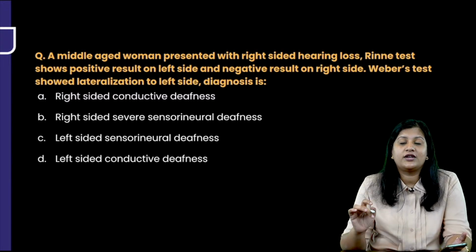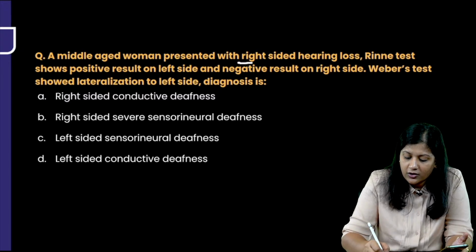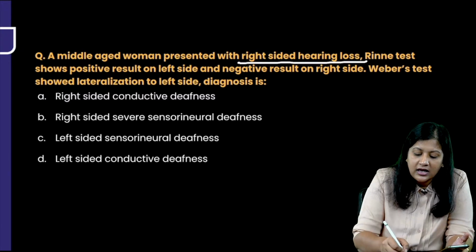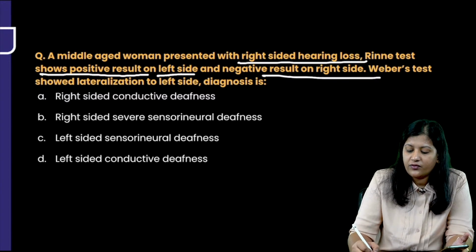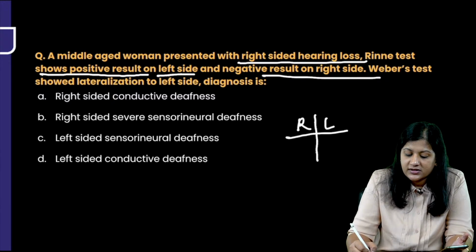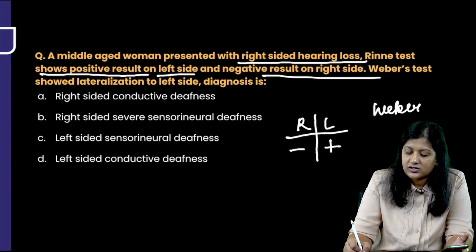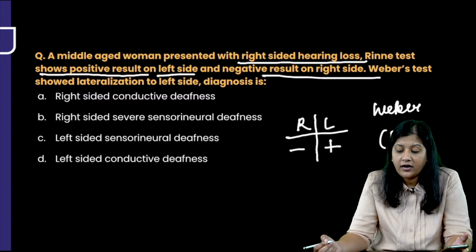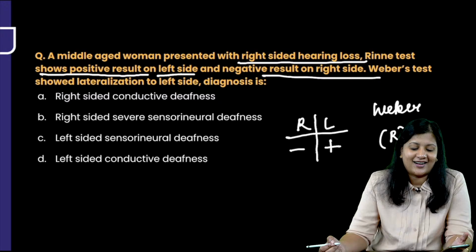Okay, let's do a tricky question on tuning forks now. A middle-aged woman presented to you with a right-sided hearing loss. So there is a right-sided hearing loss. Rinne's test shows positive on the left side, negative on the right side. So when you are given a Rinne's test, always draw a box like this, right and left. What are they telling? Positive test on the left side, negative test on the right side, and Weber is going towards the right. What is the diagnosis? Right conductive hearing loss, right sensory neural hearing loss which is severe, left-sided sensory neural deafness, left-sided conductive deafness.